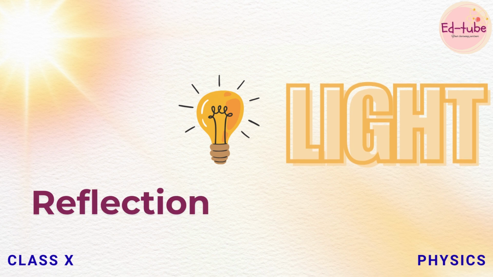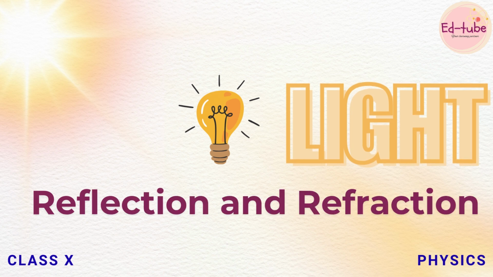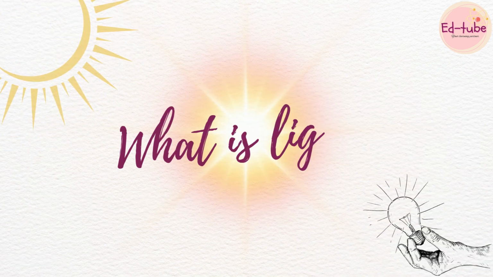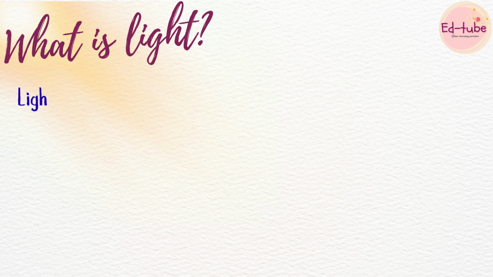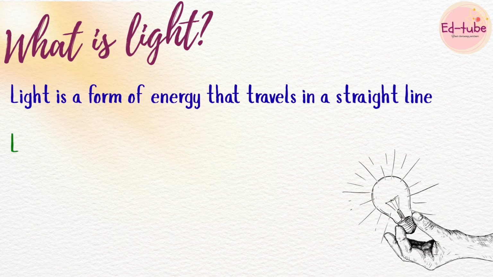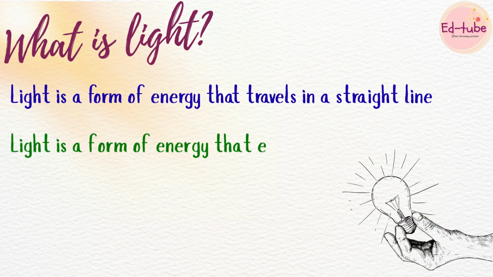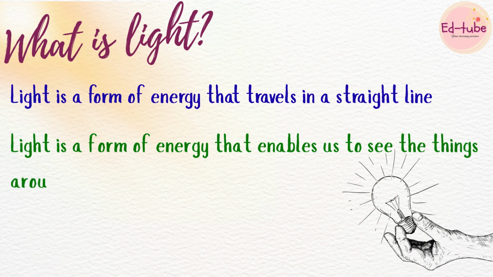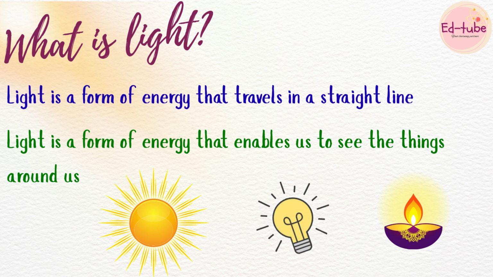Today we are going to explore more about light and the two fundamental concepts that govern how light behaves. Let's see what light is. We are very familiar with saying that light is a form of energy that travels in a straight line. Light is also a form of energy that enables us to see the objects around us. Light comes from sun, stars, fire, and even from man-made sources like an electric bulb, lamps, flashlights, and so on.